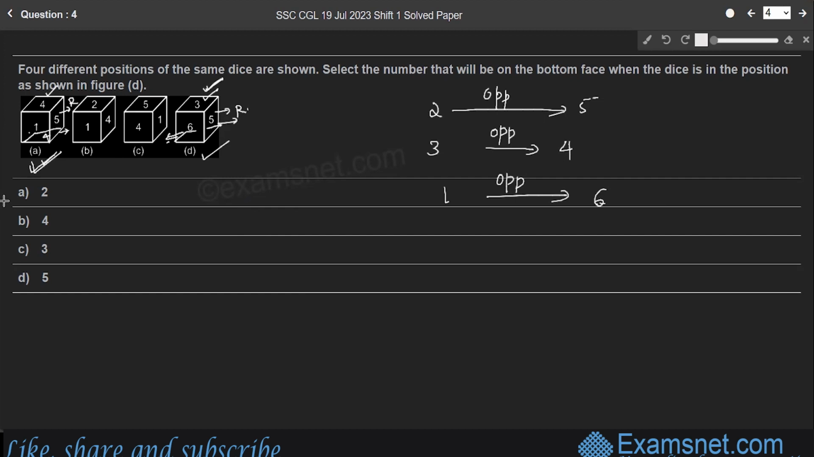face. Therefore, the question says, select the number that will be on the bottom face when the dice is in the position as shown in figure D. So in figure D, 3 is the top face, so the bottom face becomes 4, since 3 is opposite to 4, right? Therefore, the bottom face in position D is 4, option B.